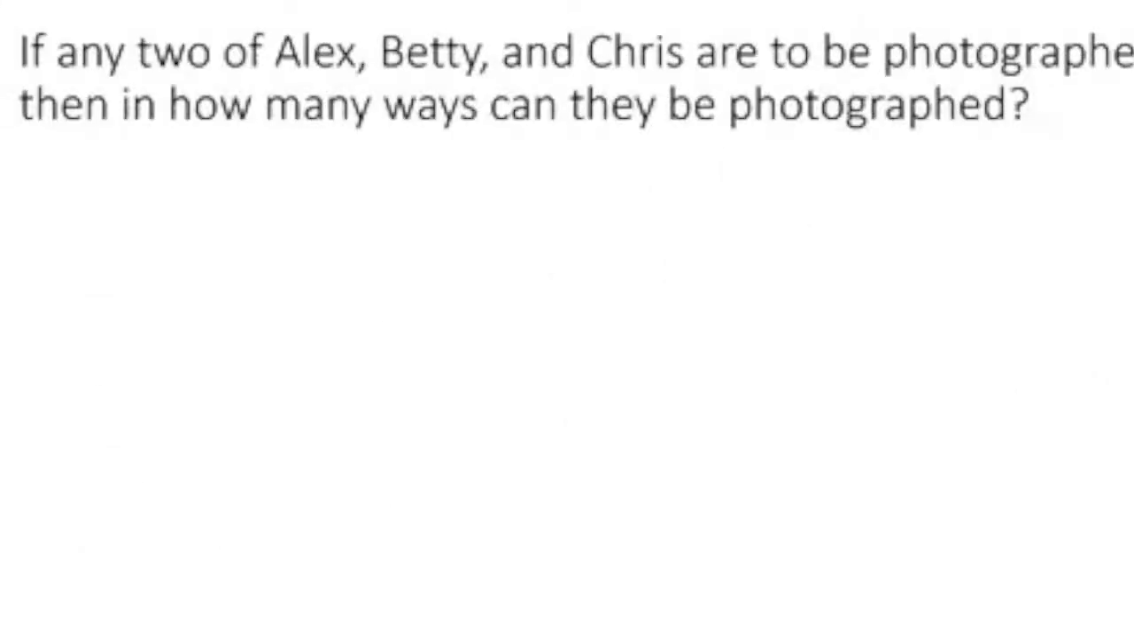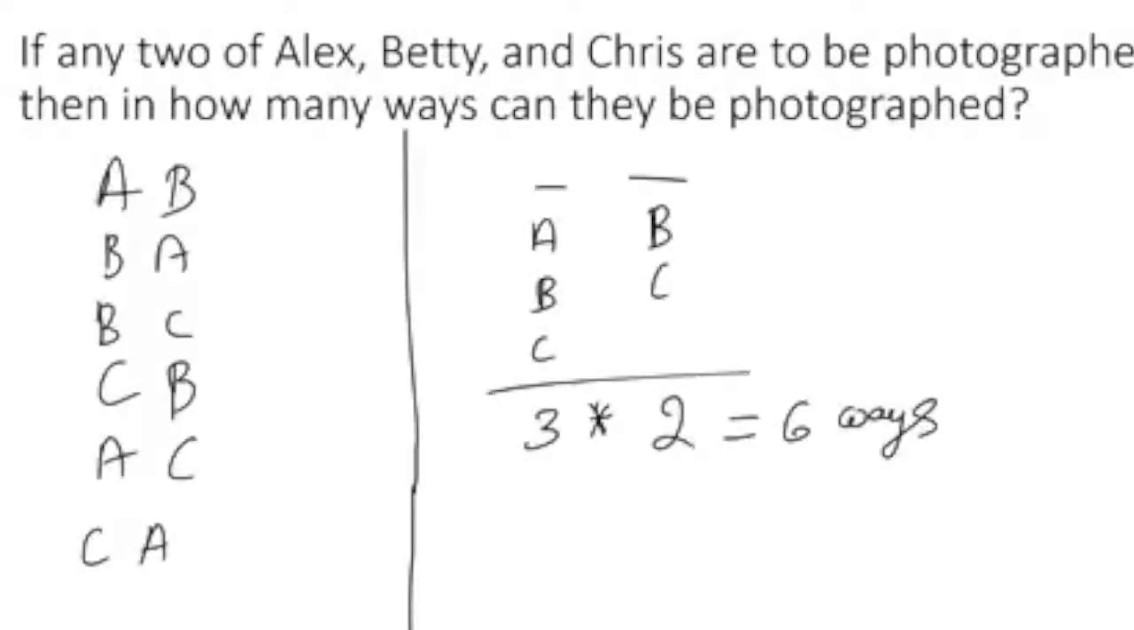So if any 2 of Alex, Betty and Chris are to be photographed, in how many ways can they be photographed? Guys, I am leaving it to you. Try this model. Pause the video, press the play button and stop, and do this. I am expecting answers from you. Guys, the methodology is simple here. For the first position, I can select any of the 3 people, so 3 ways. Next place 2 ways. So 3 into 2, 6 ways. Otherwise the general method will not work when the numbers are very big.